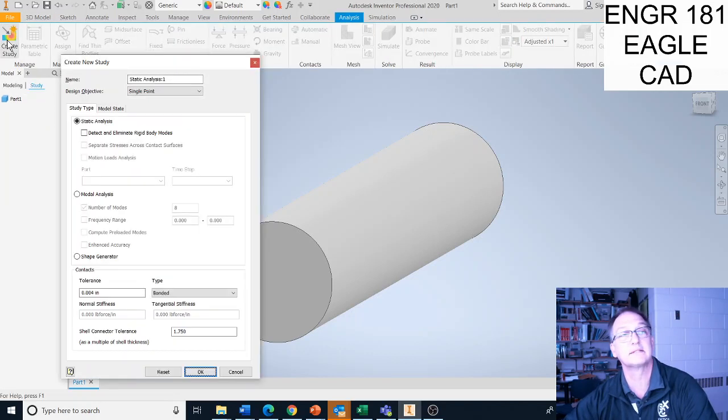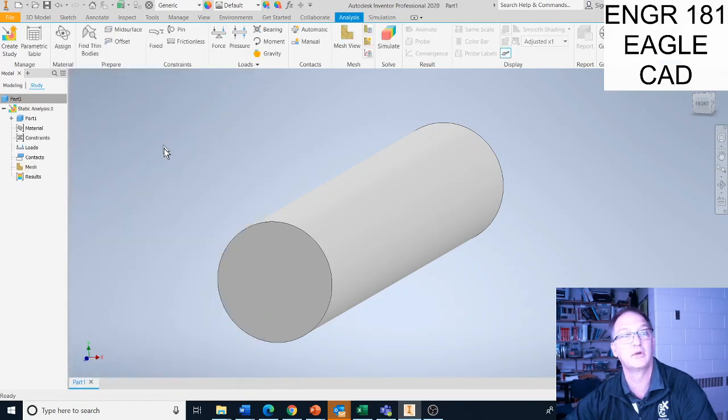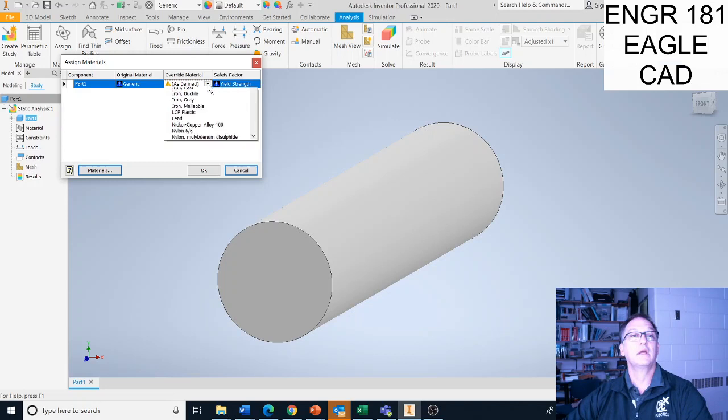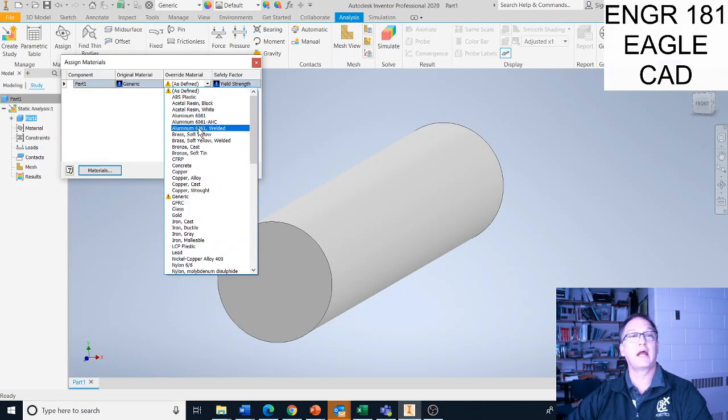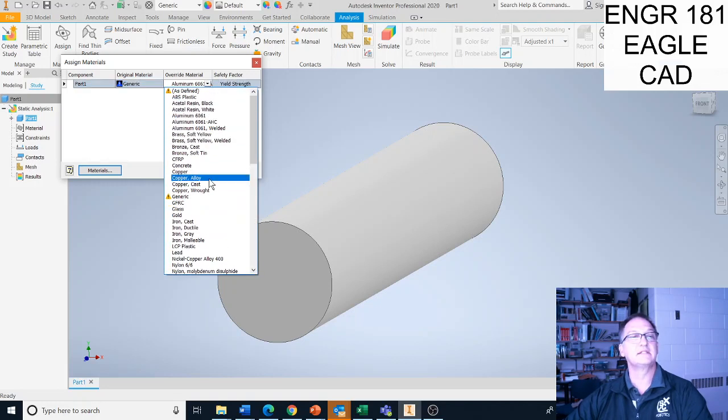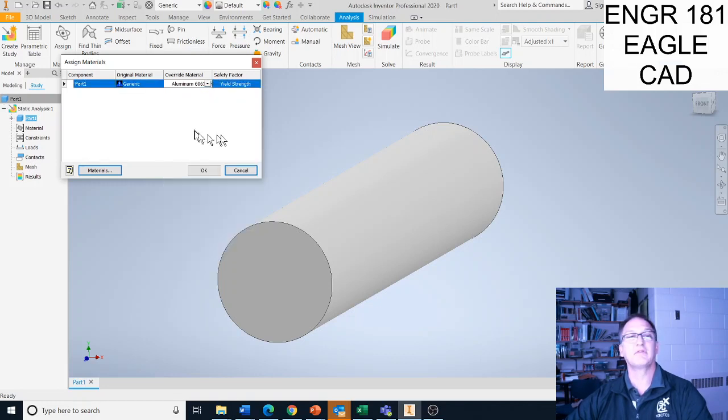Create a study. Somebody got stumped on this last week. You got to create a new static stress analysis, otherwise it won't let you do anything. I have to assign a material. Now, if I want to validate my numbers, I'm going to have to look at this. 6061 welded. No, that's been heat treated. They had 6061 AHC. I have no idea what that means. I'm assuming that means after heat treat.